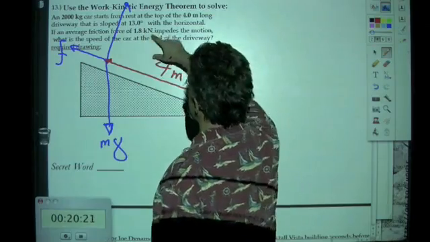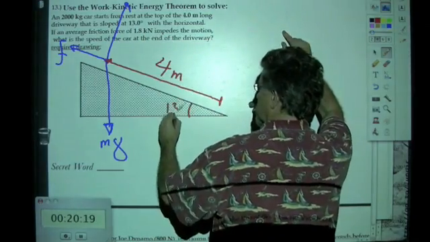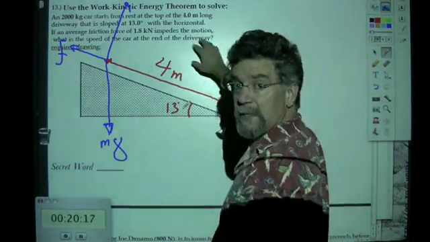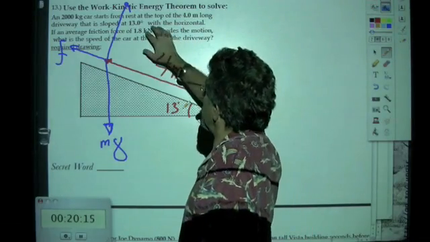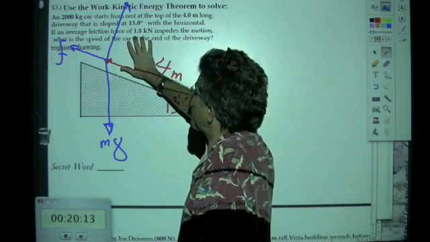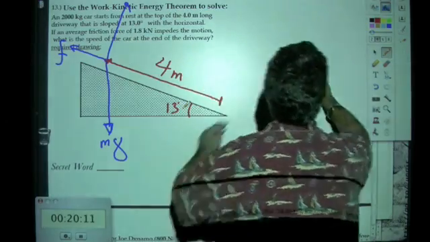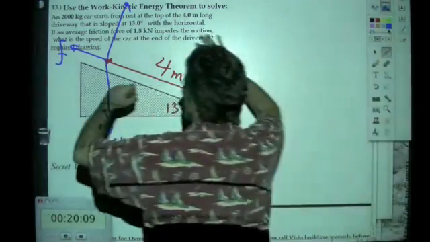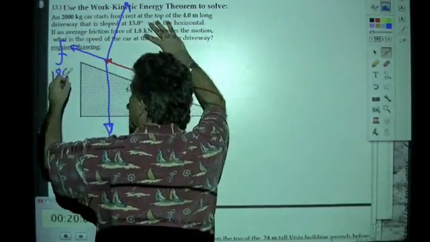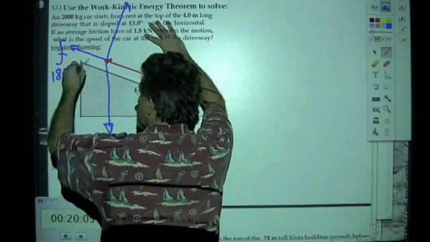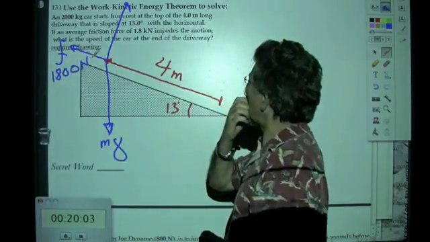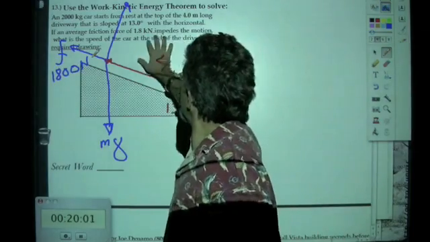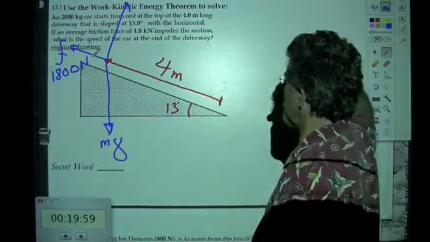That is sloped at 13 degrees. And the one on the test is very similar to this, it just changes the numbers around. With the horizontal, if the average frictional force is 1.8 kilonewtons, that's 1,800 newtons. Might as well get it in the right form. It impedes the motion. What is the speed of the car at the end of the driveway?